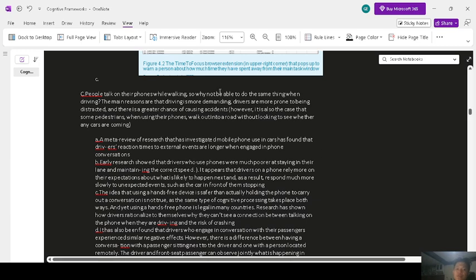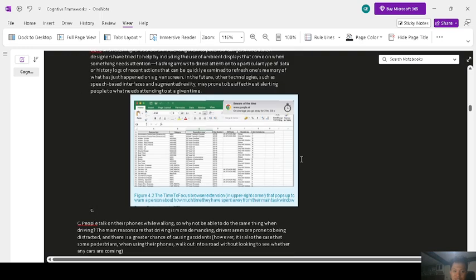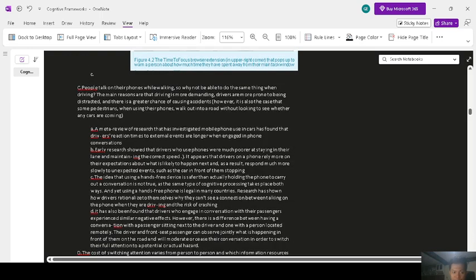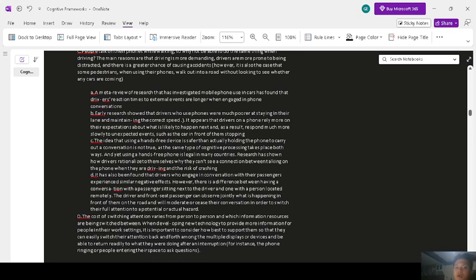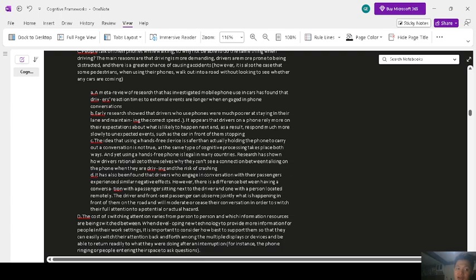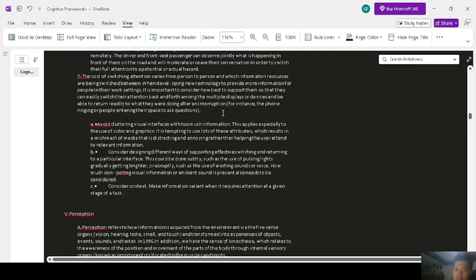People talk on their phones while walking, so why not be able to do the same thing when driving? The main reasons are that driving is more demanding, you are more prone to being distracted, and there is a greater chance of causing accidents. However, it is also the case that some pedestrians, when using their phones, walk out into a road without looking to see whether any cars are coming. So there is a debate whether using a phone while driving or as a pedestrian is allowable.